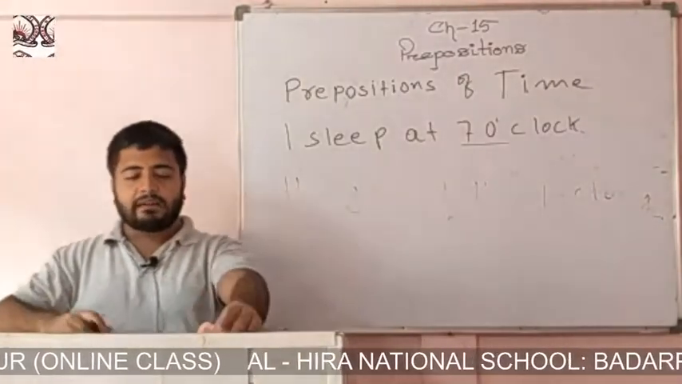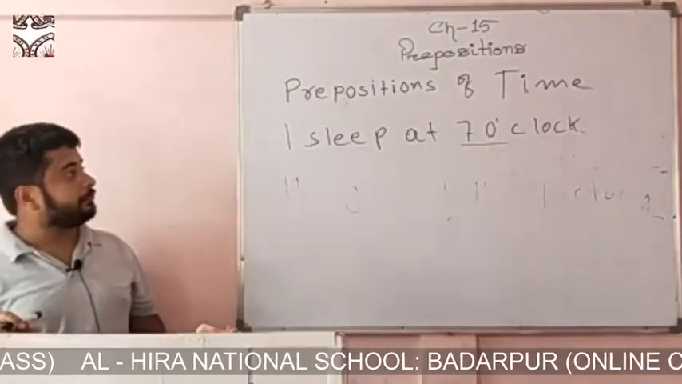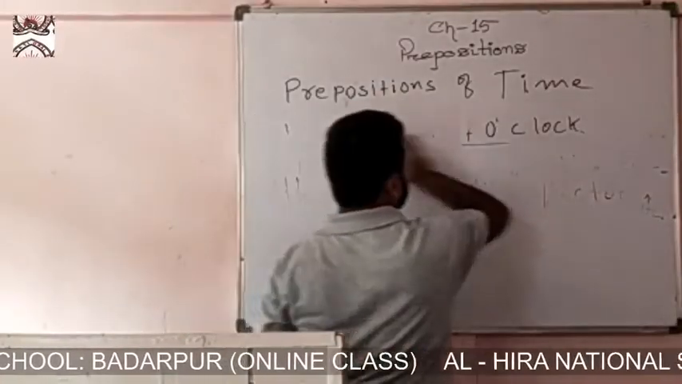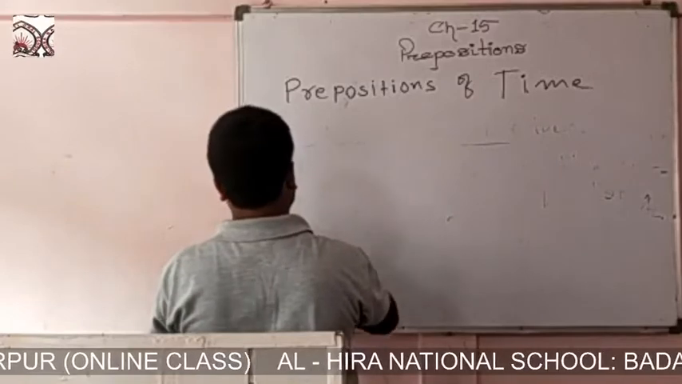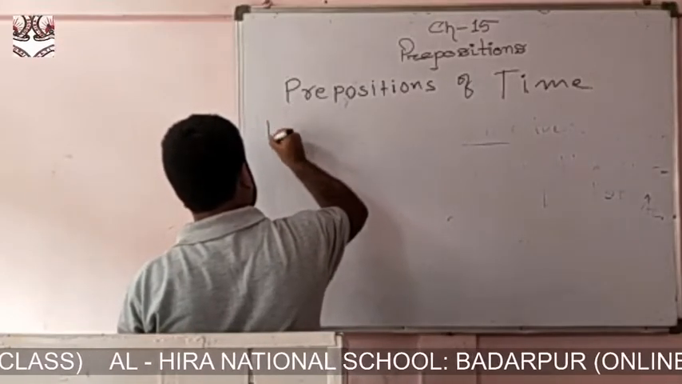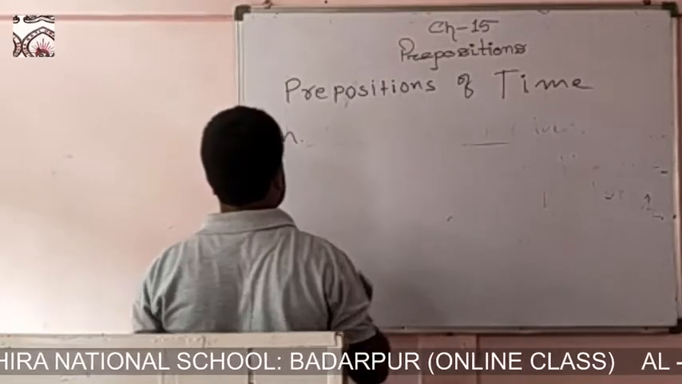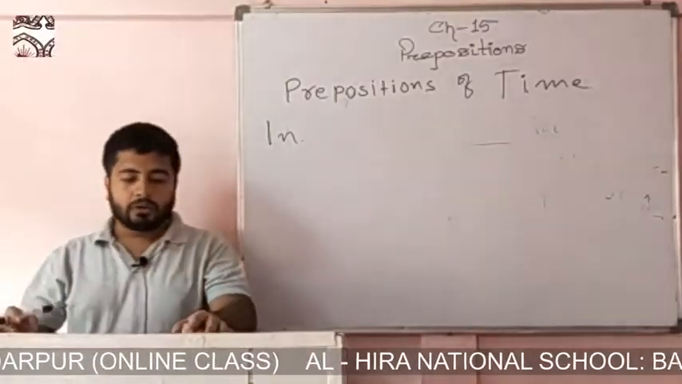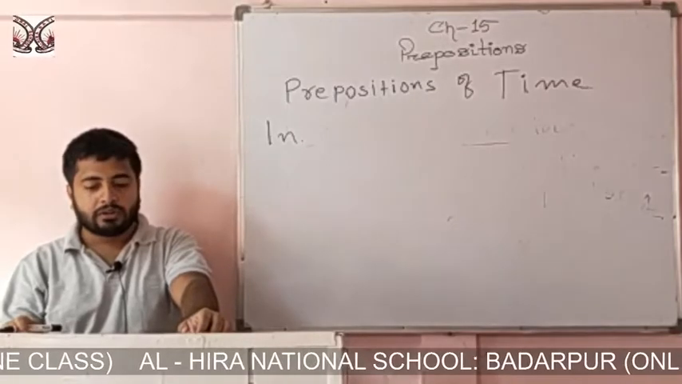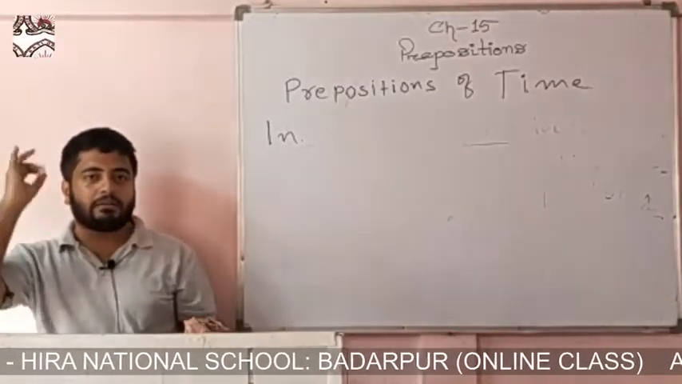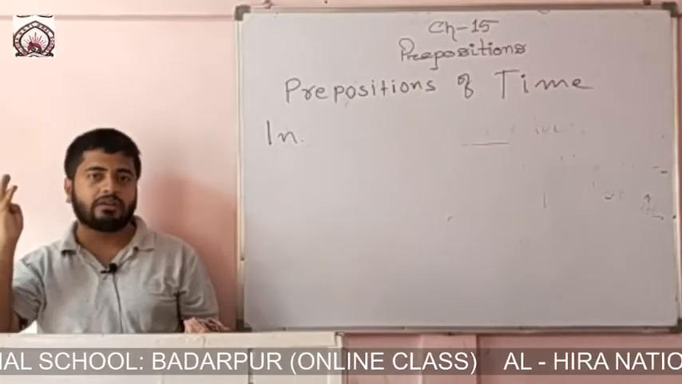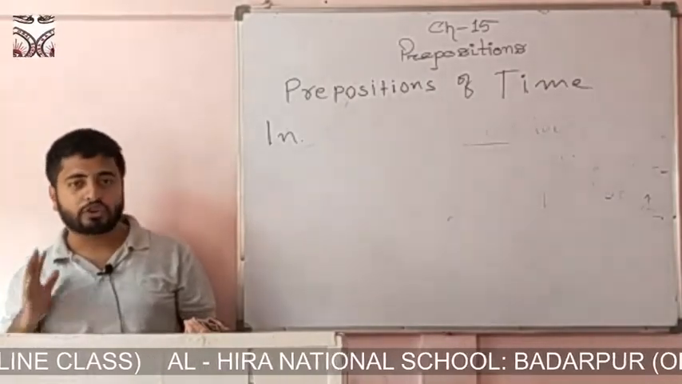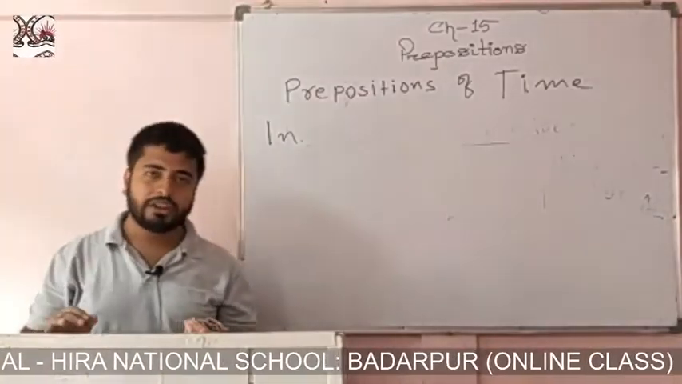So the next preposition under preposition of time is "in". Earlier I discussed "at". Now I am going to discuss "in". So where and when do we use "in"? We use "in" to describe months, seasons, years, and parts of the day. We use "in" with four things.